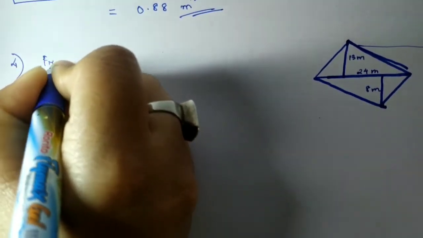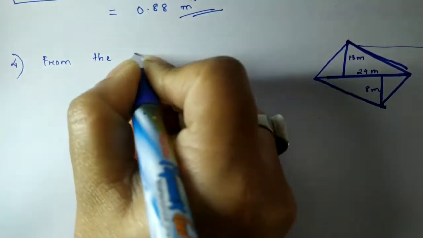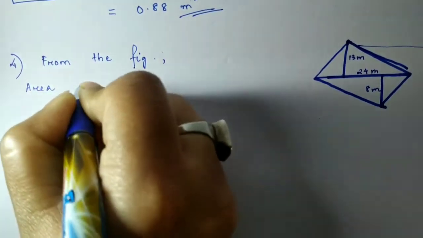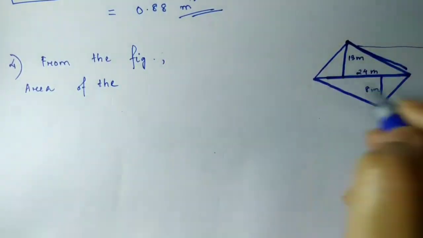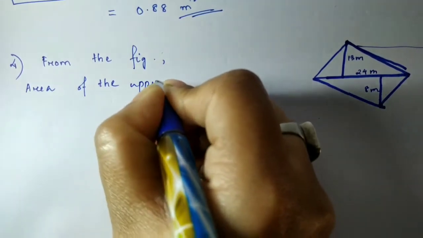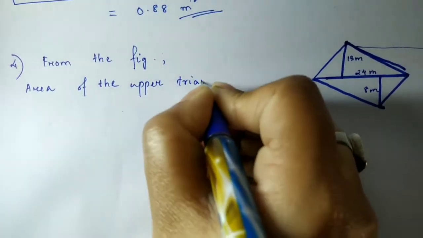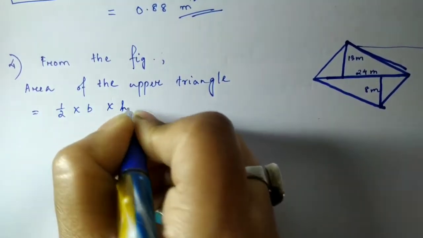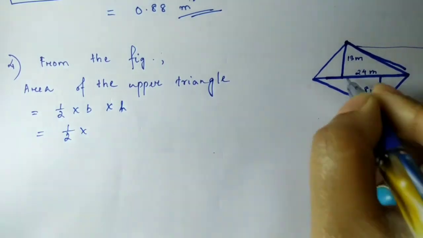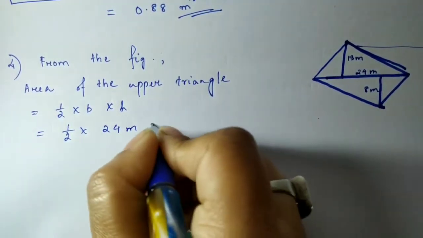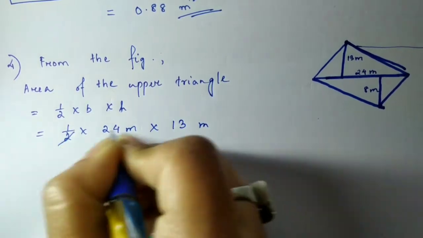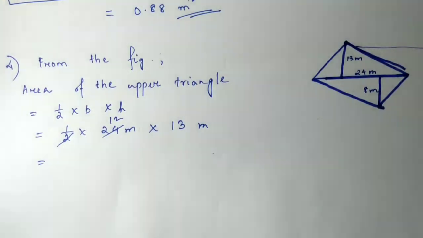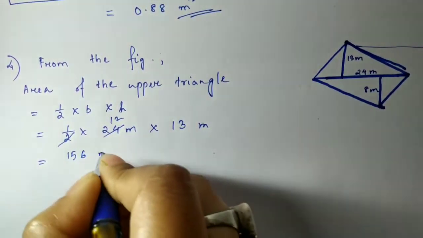From the figure, the area of the upper triangle, I'm taking the upper triangle, is equal to half into base into height. The base is 24 meter and the height is 13 meter. So 12 into 13, how much? Let's multiply. It will give me 156 meter square.